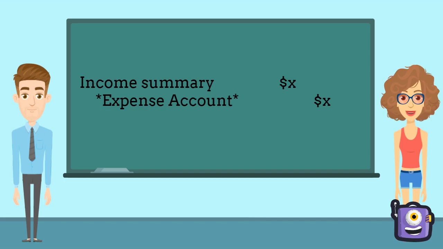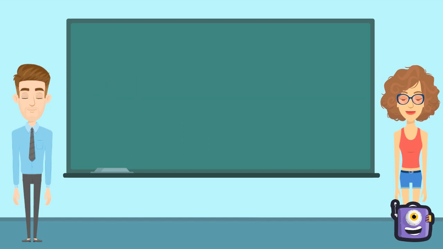When you close expense accounts, you debit income summary and you credit the expense account for the amount. Because expense accounts are increased with a debit to the account, the way to decrease the balance in the account is by crediting it. Doing this will reduce the balance in the expense account to zero.